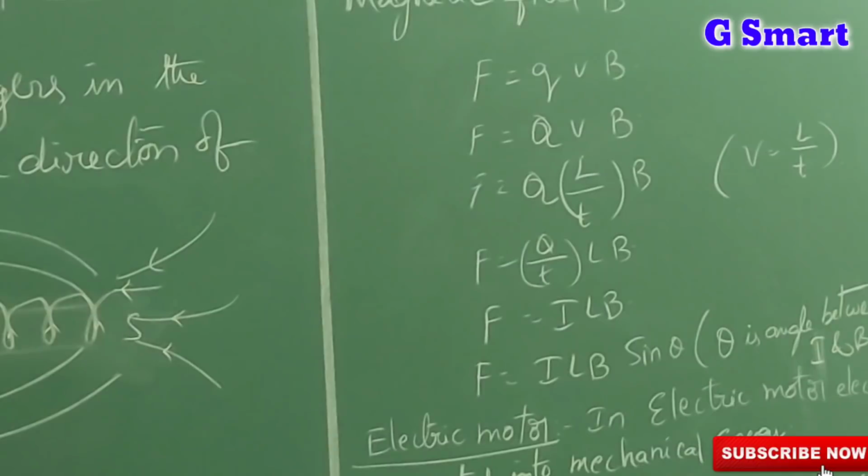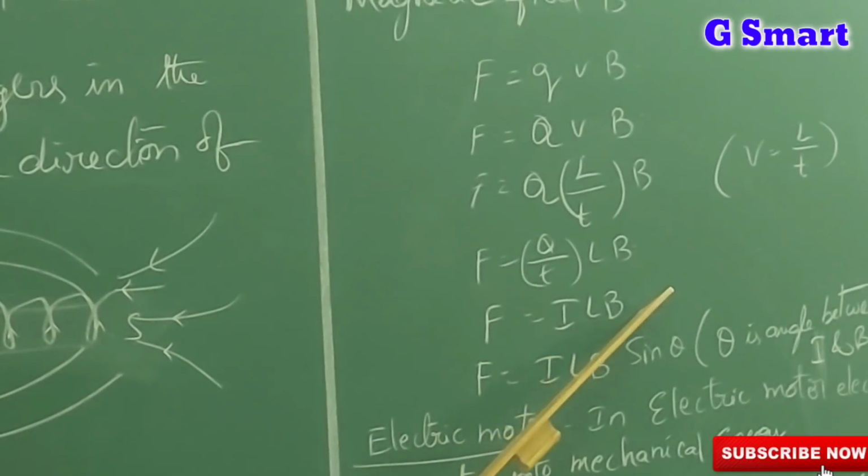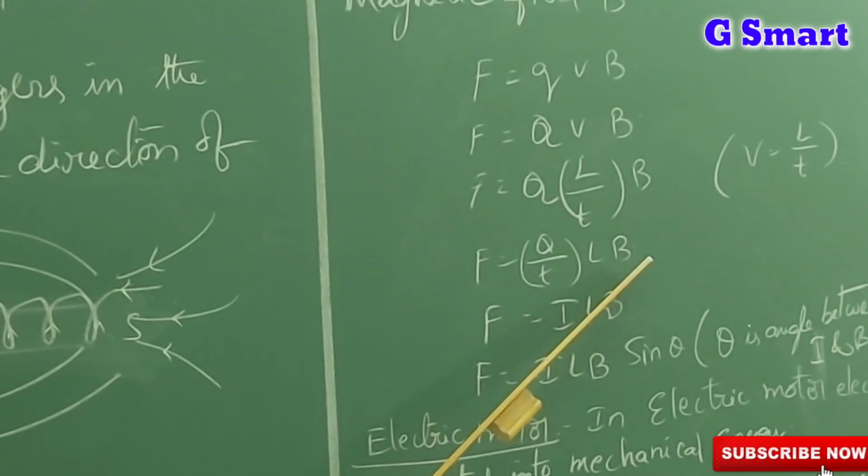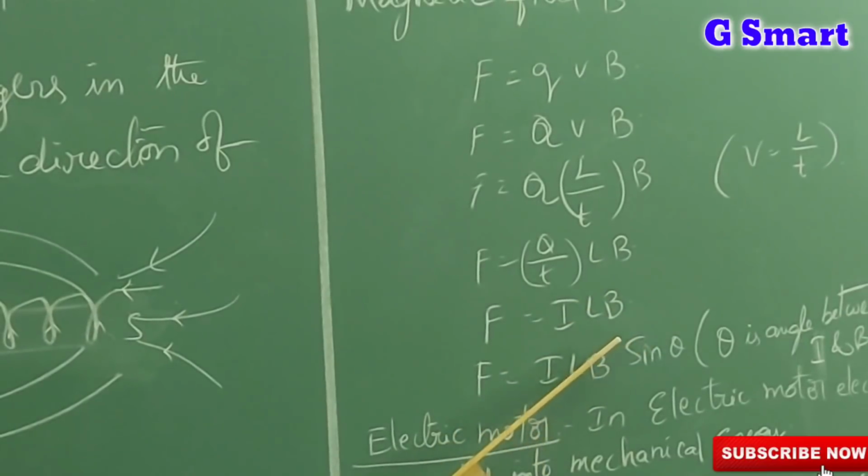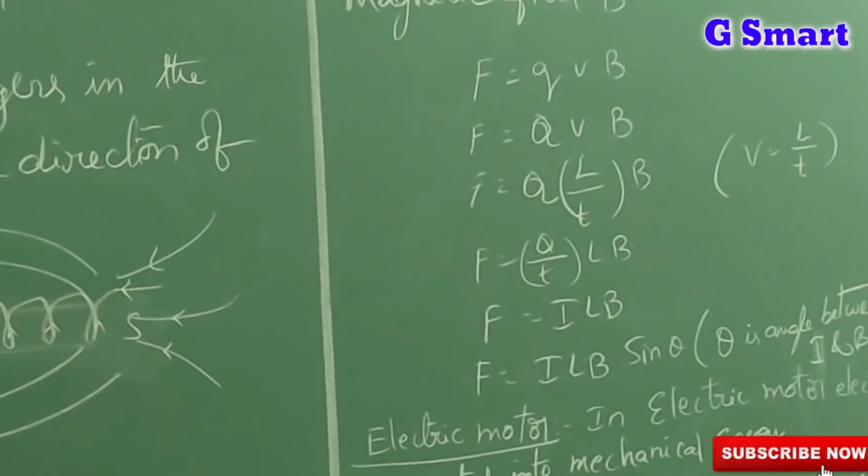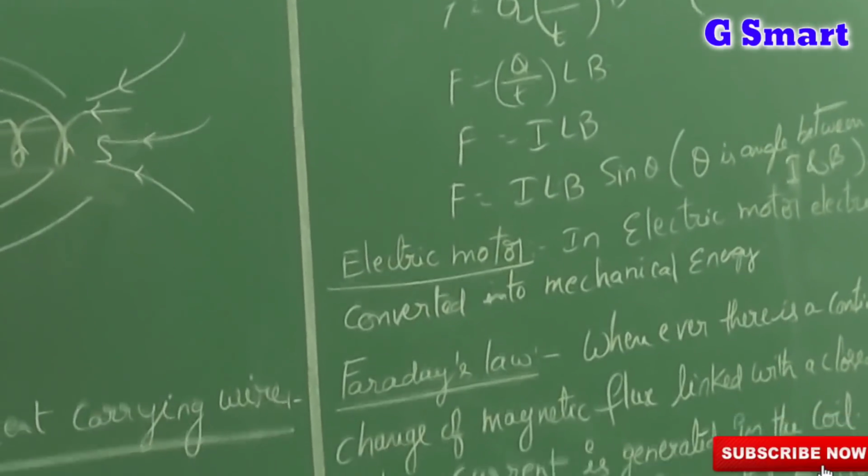Suppose theta is the angle between I and B, the current and the magnetic field. Then F is equal to ILB sin theta. This is also a vector. Electric motor: in an electric motor, electric energy is converted into mechanical energy.